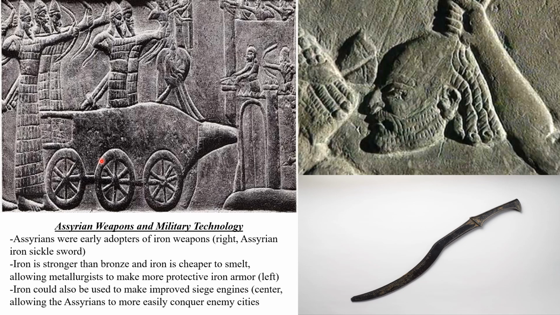Iron could also be used to make stronger siege engines, like this battering ram shown here, which would have allowed the Assyrians to more easily defeat cities that they besieged.